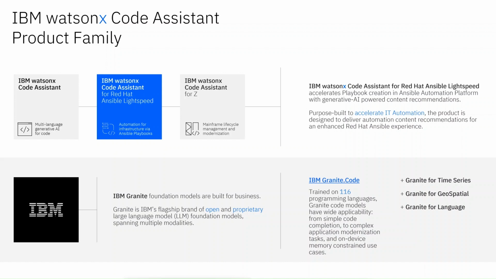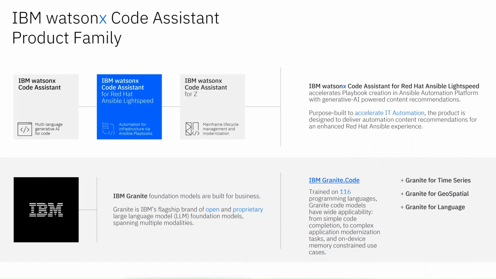watsonx Code Assistant offerings are powered by IBM Granite Foundation models that include state-of-the-art large language models designed for code. For offerings such as Watson Code Assistant for Ansible Lightspeed and Watson Code Assistant for Z, bespoke code models tailored to working with Ansible Automation Platform and COBOL to Z use cases are invoked.